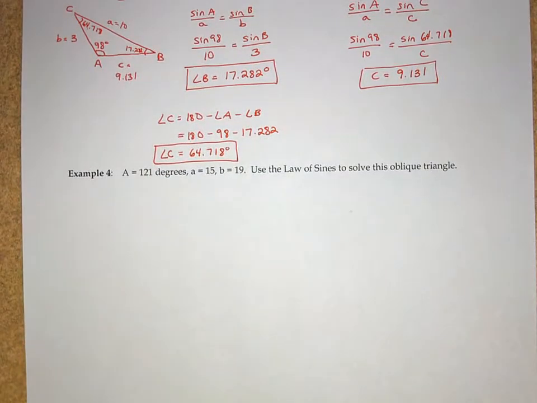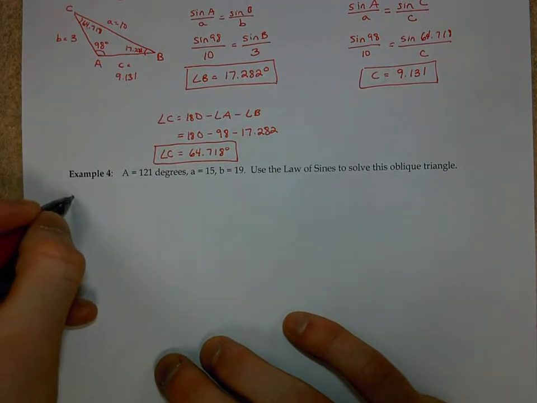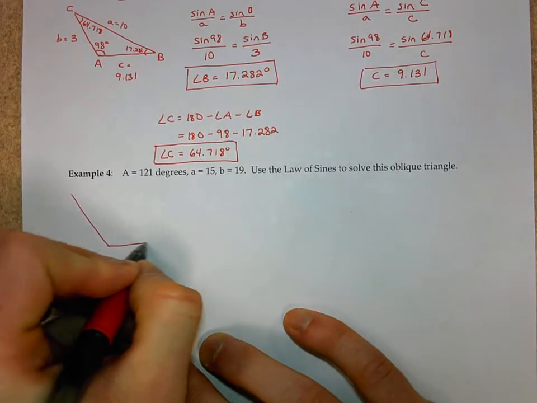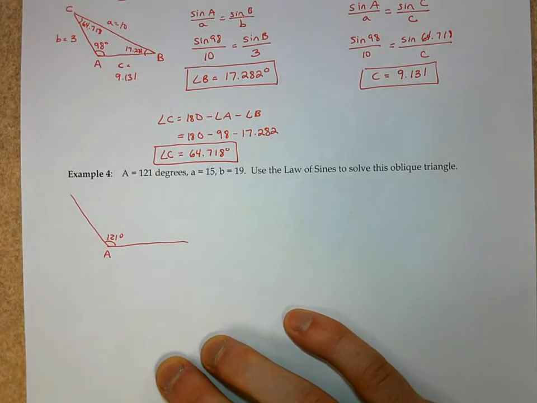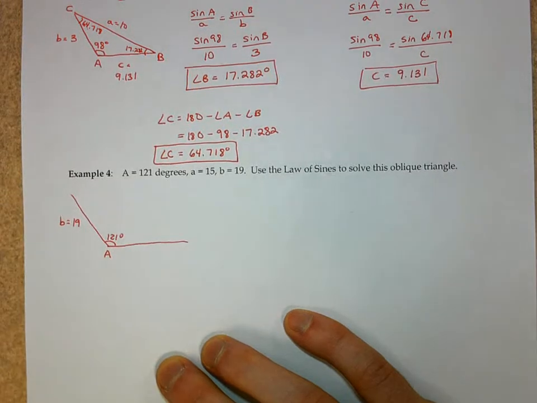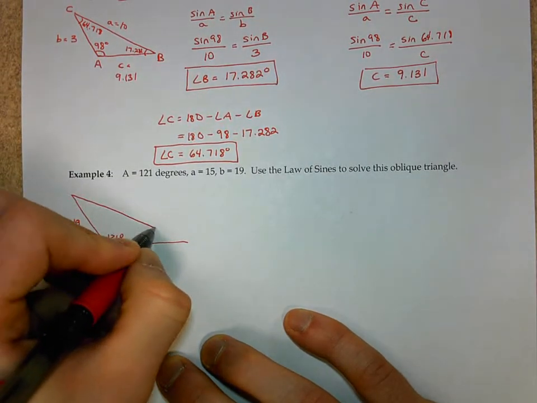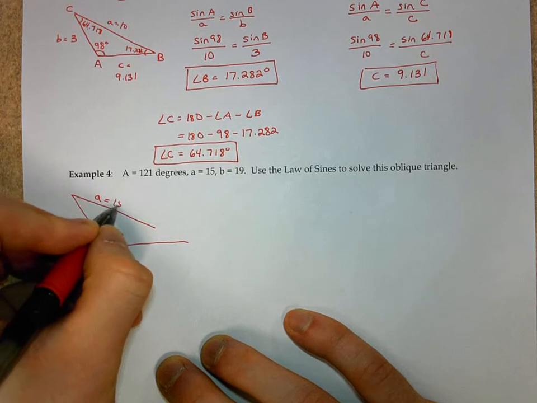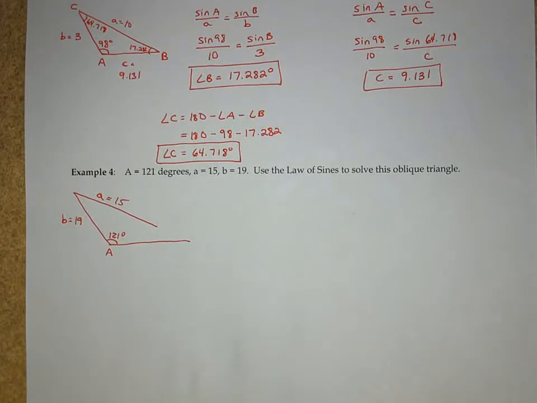The last example is also an obtuse angle situation. And if I try and draw this out, we've got angle A is 121 degrees, side B is 19, and here I've got side A is 15. Here I can see the longest side is not across from the obtuse angle.